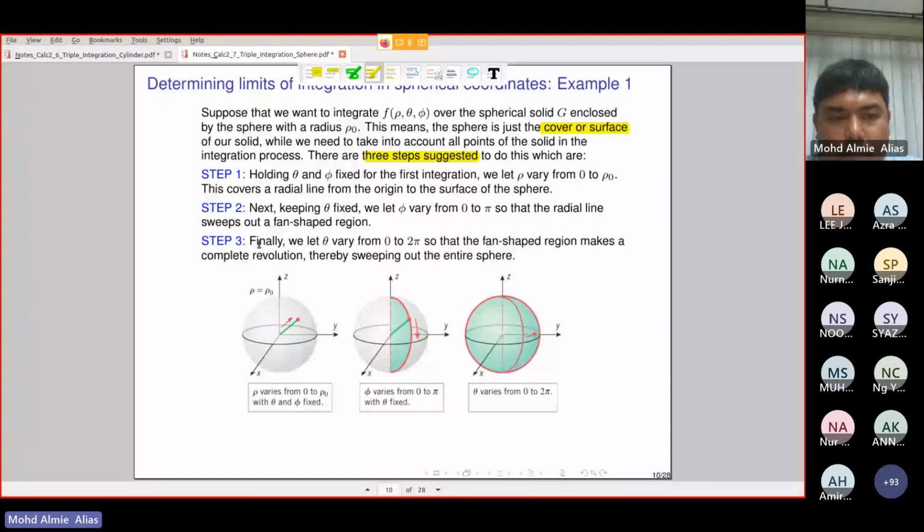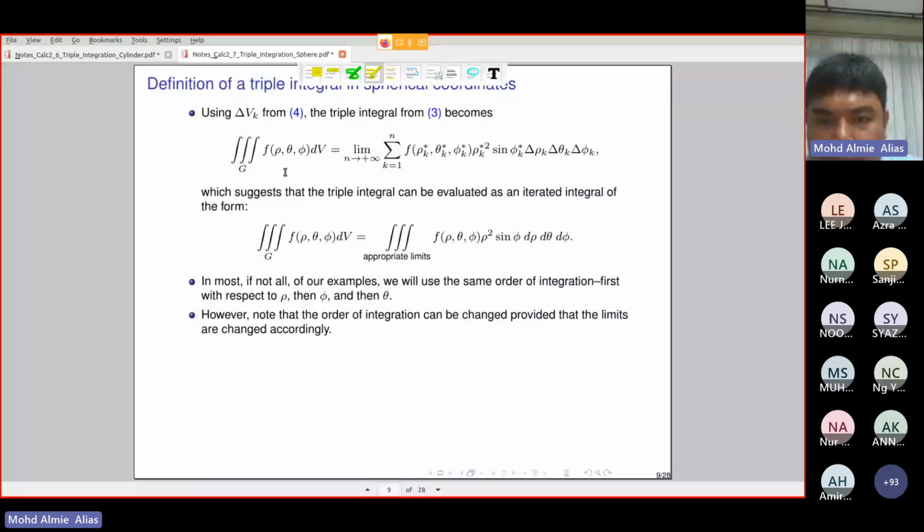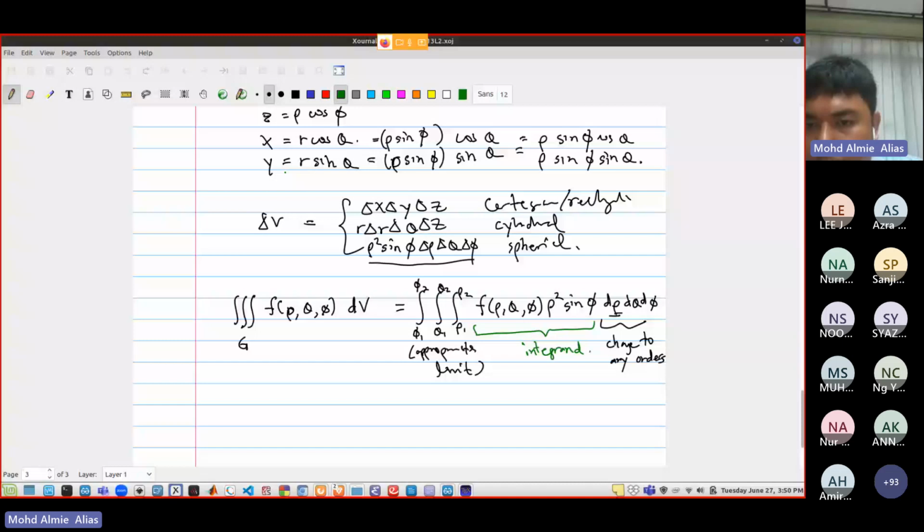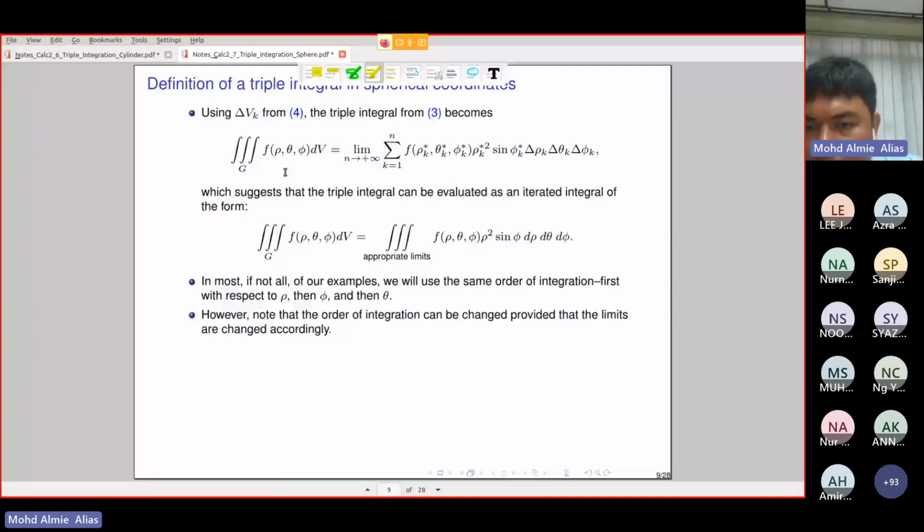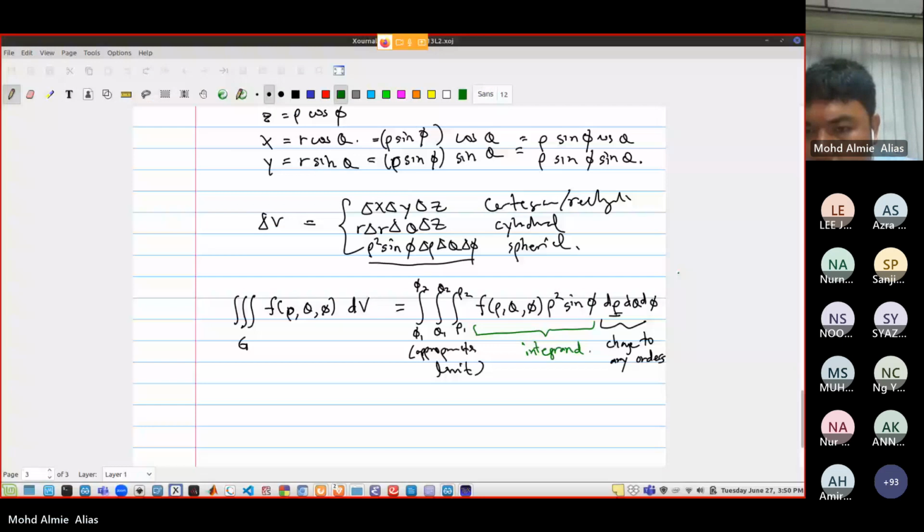So step 1. Okay, so assuming that, hang on, I'll just go back here. Here I write, okay, in our example, usually we do something like this: d rho, d theta, d phi. And we start with integration with respect to rho, followed by theta, and followed by phi. And we will use this order of integration for probably all our examples. But of course we can change if we want.